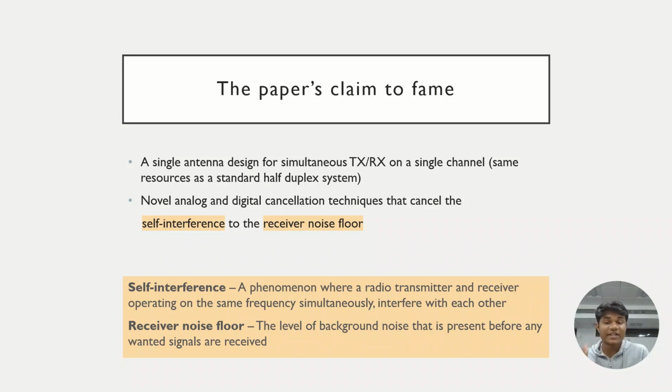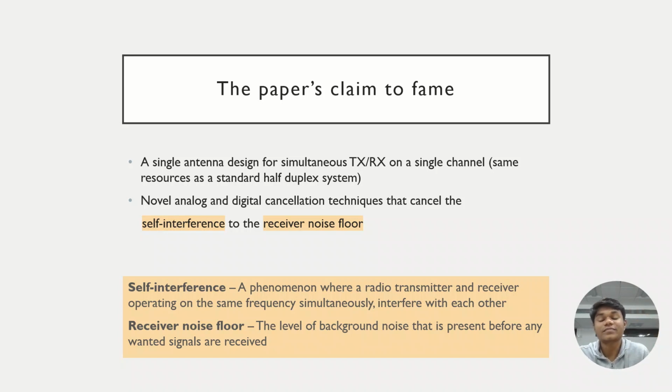Again, we encountered two new terms which are not known to us in general: self interference and receiver noise floor. I'll come to self interference in a bit, but first let's tackle receiver noise floor. For an antenna, there's a threshold above which the antenna is able to receive signals. This threshold is set by the background noise level, as in the signal that the antenna is trying to receive should have higher strength when compared to the background noise level. And this background noise level is called the receiver noise floor.